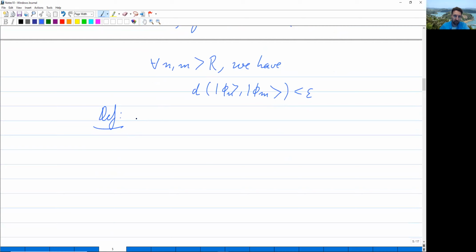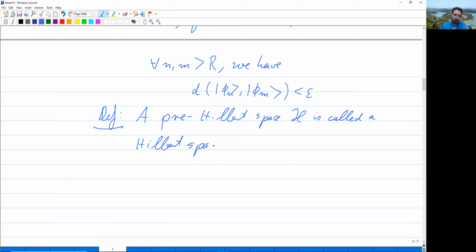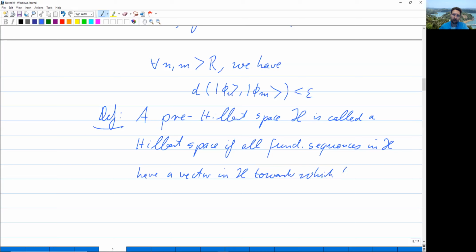So the definition was: a pre-Hilbert space H, so a complex vector space with a complex Hermitian conjugation and a scalar product, is called a proper Hilbert space if all fundamental sequences made out of elements of H have a vector in H towards which they converge.